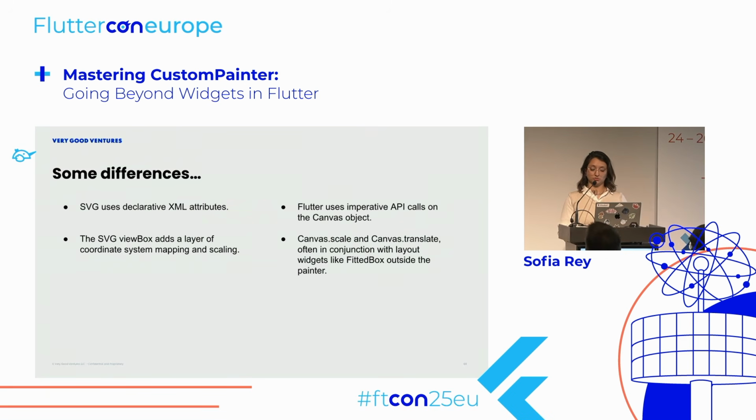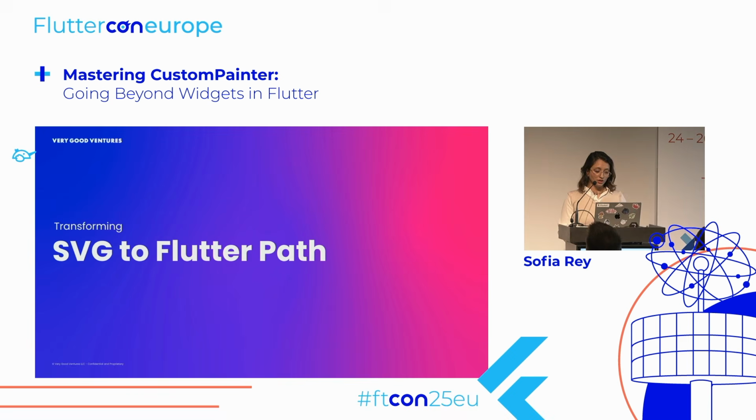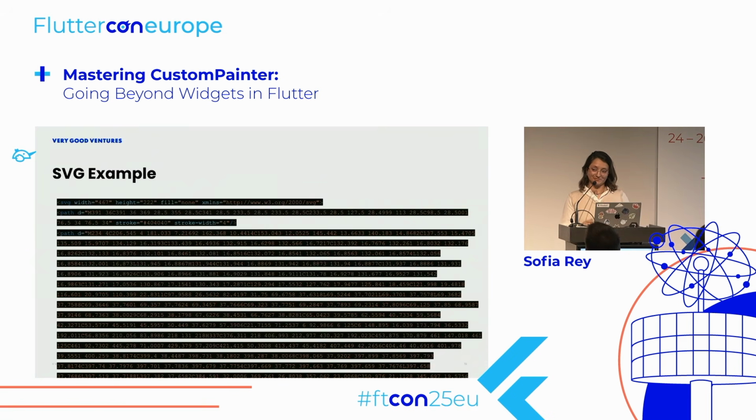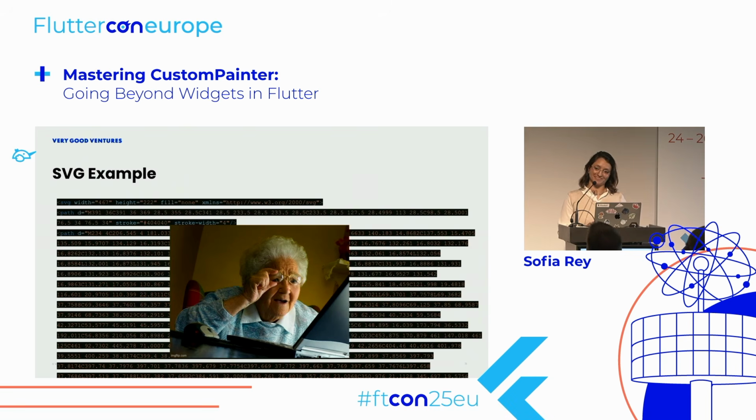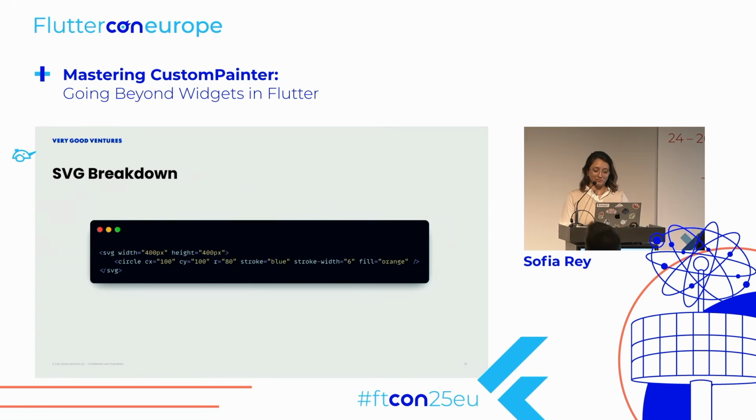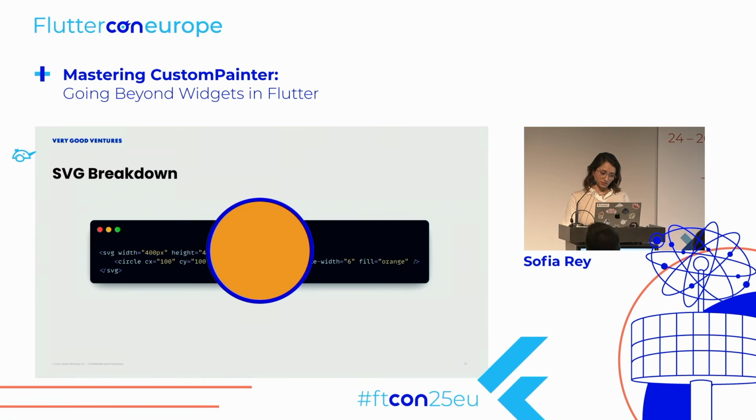So let's talk about how we actually translate this. How do we go from SVG to Flutter and be able to use this in our custom painter, right? Let's take this SVG as an example, and no worries, I don't expect you to read this, but let's go step by step and you'll get it. We have a simpler SVG here, which is a circle tag, and we are defining the X and Y position for the center, and then the R is the radius, stroke is going to be blue, and the fill is orange. So this is pretty descriptive. We know it's going to look something like this.